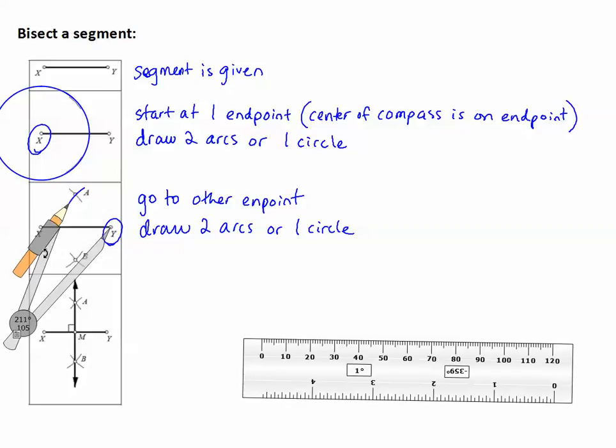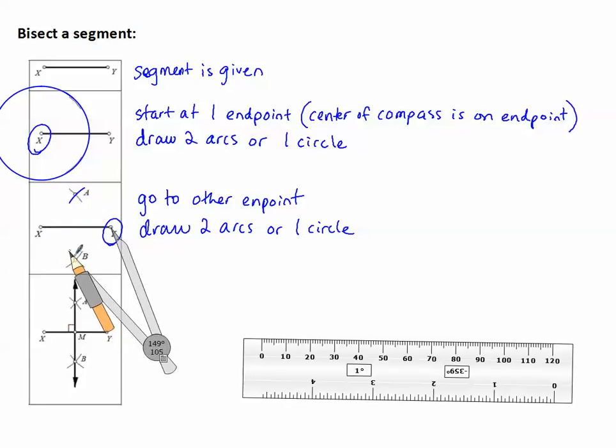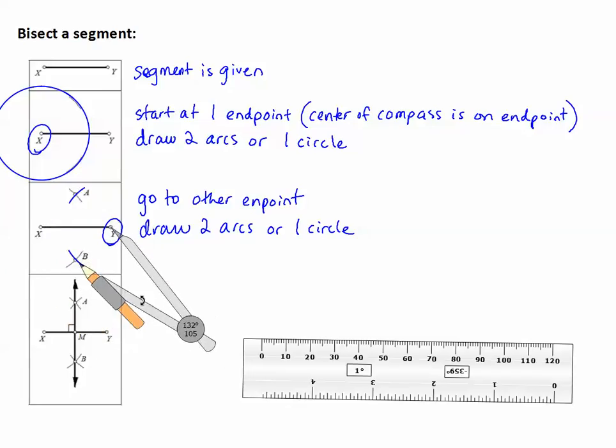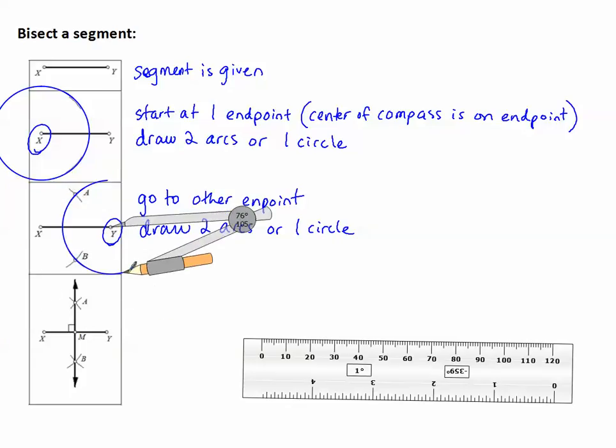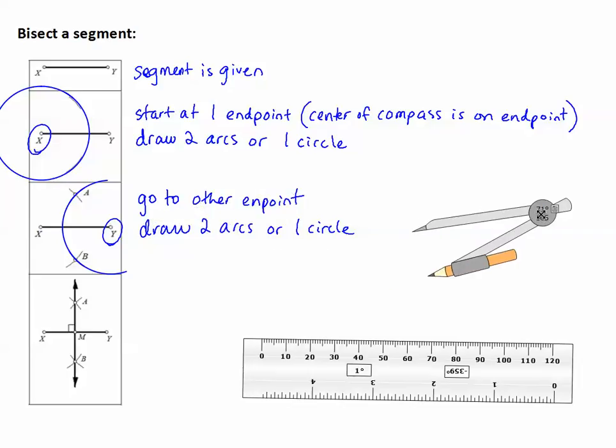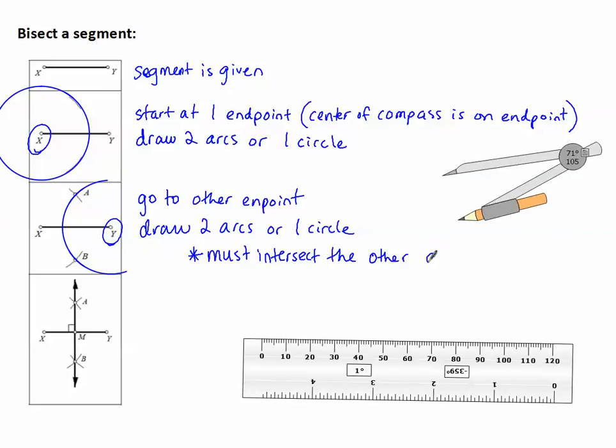So I could draw a little arc here and then swivel around and draw another little arc. Or if I really want to, I can draw the entire circle or just a larger arc, as long as it's intersecting the first arcs or circle I made in 2 points. That's the main thing. We have to remember that this next arc or arcs or circle that we make must intersect the other arcs or circle. If it doesn't intersect, we might need to start over.